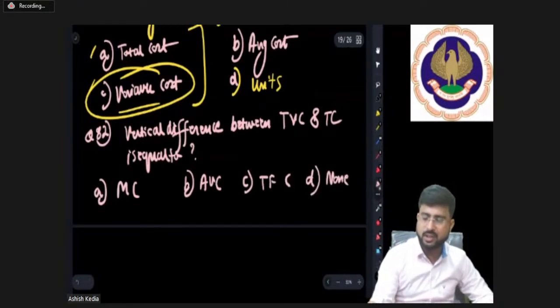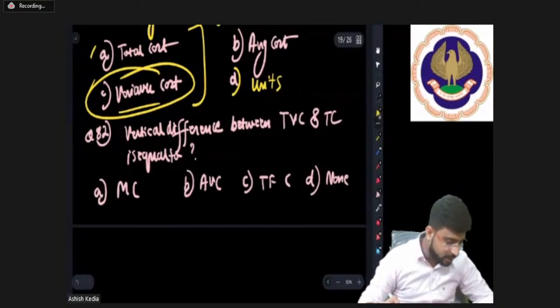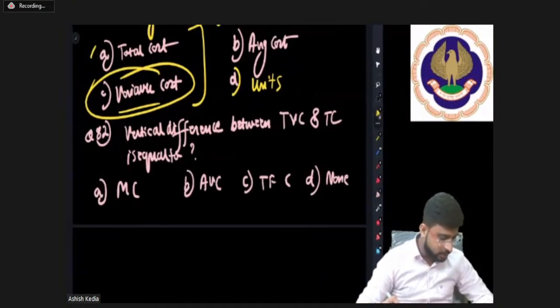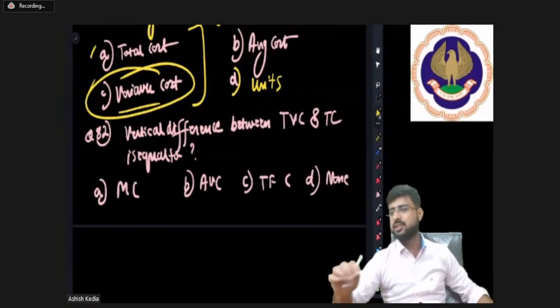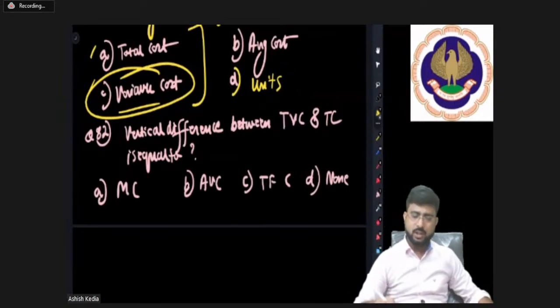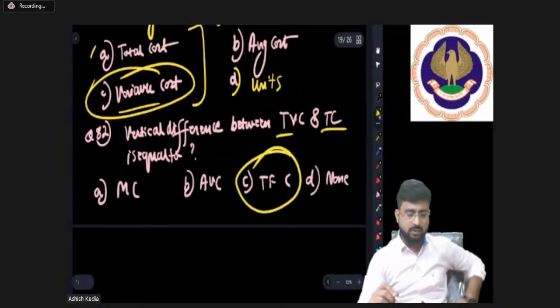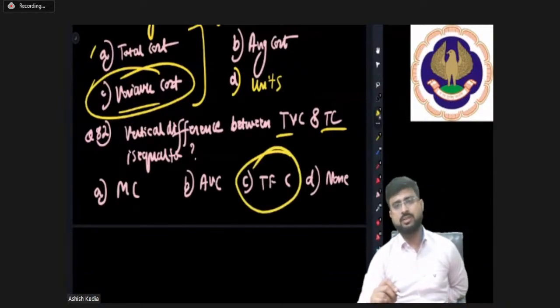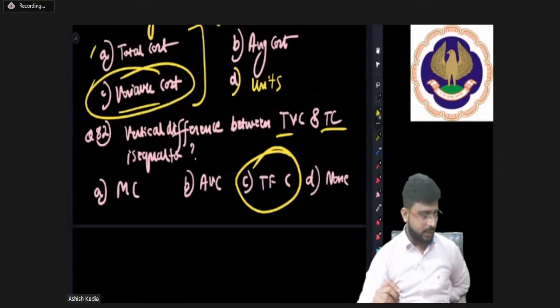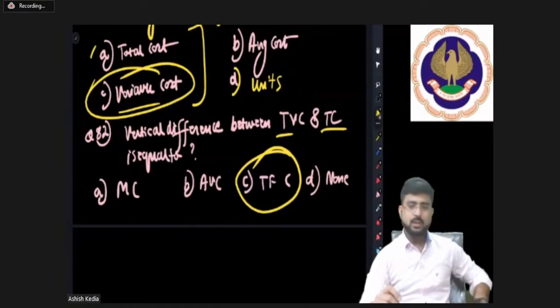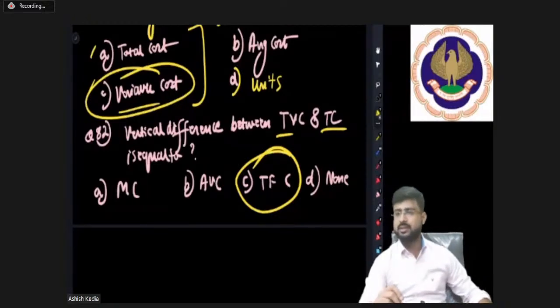Vertical difference between TVC and TC, na? Correct. Tell me, which one is the answer? It's very easy. Come on. It's obviously total. So how can average be the answer? The total will be the answer, na? Total fixed cost will be the answer, obviously. Correct answer. Okay. Correct, sir.